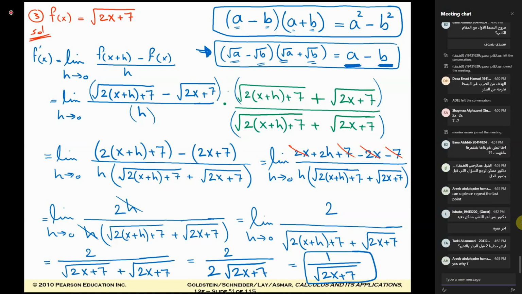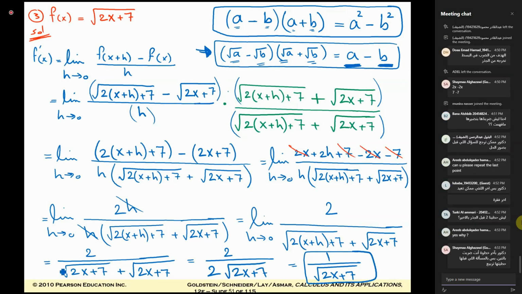Can you please repeat the last point? Last point. If we have radical A plus radical A, this is equal to what? 2 radical A. For example, x plus x is 2x. Radical A plus radical A is 2 radical A, so this is the same radical. So we have 2 multiplied by the radical.